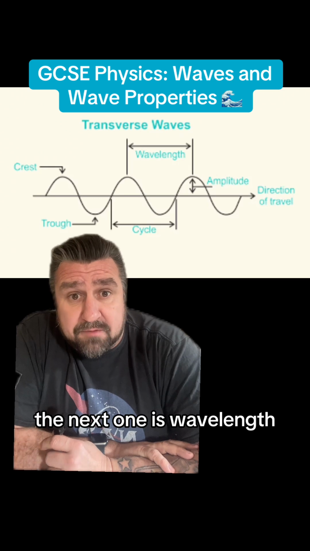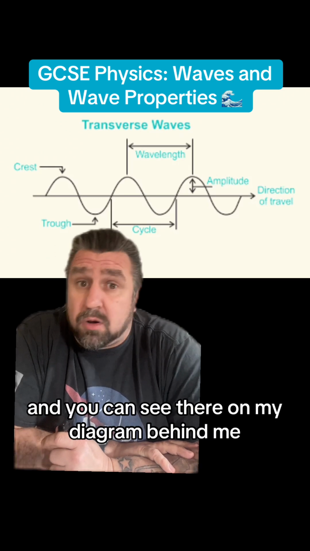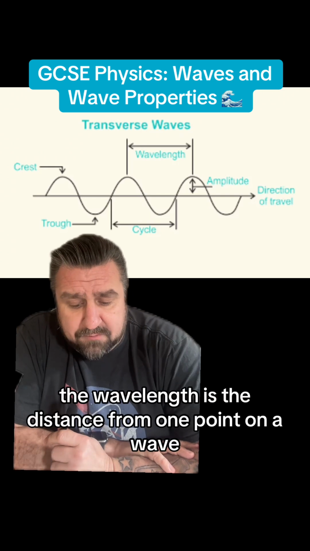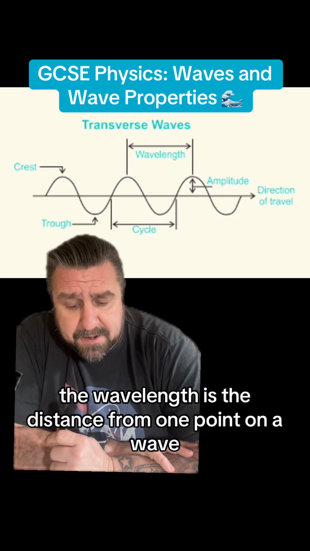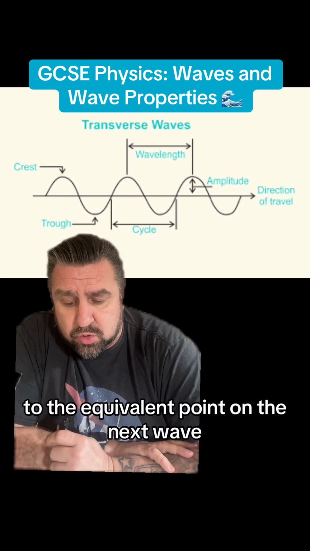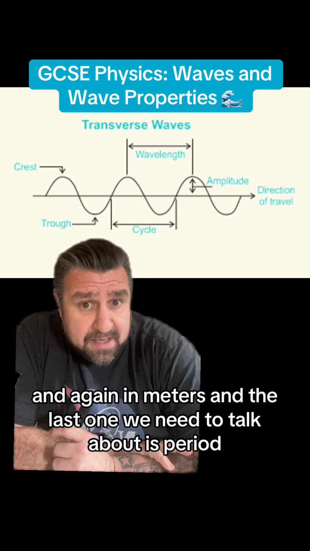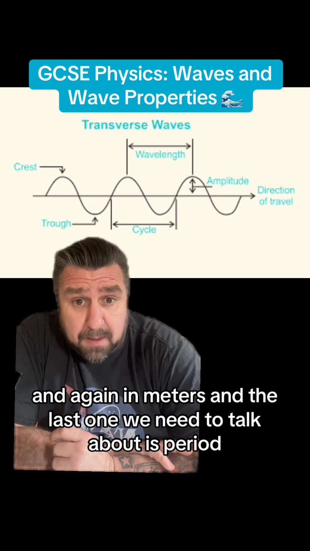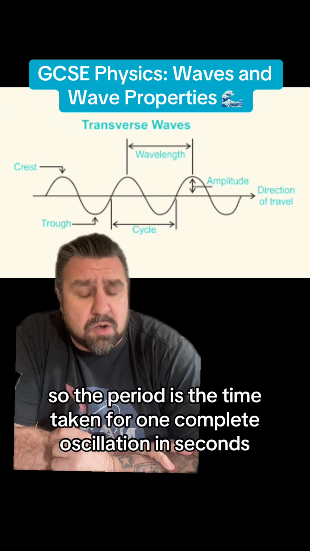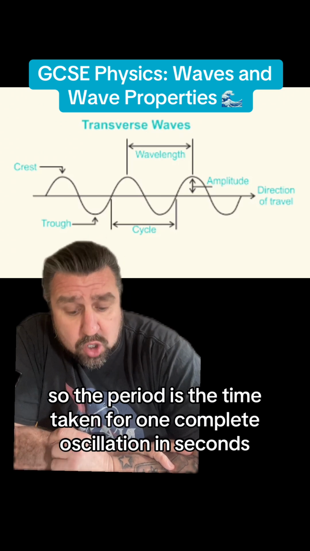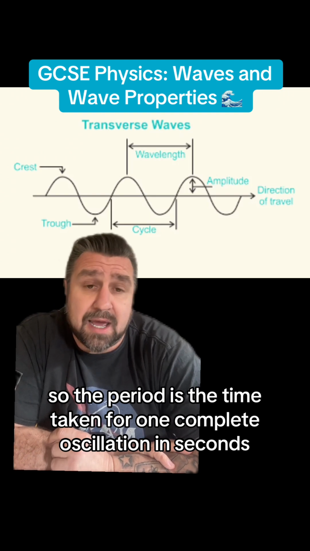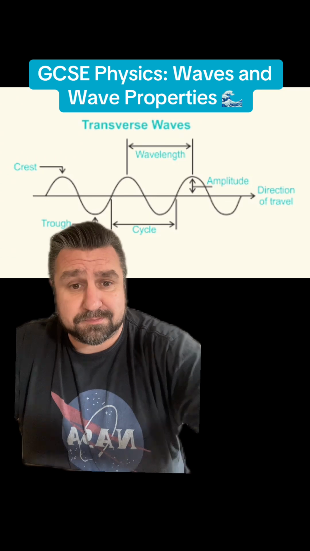The next one is wavelength, and you can see there on my diagram behind me, we've got wavelength. So the wavelength is the distance from one point on a wave to the equivalent point on the next wave, and again, in meters. And the last one we need to talk about is period. So the period is the time taken for one complete oscillation, in seconds.